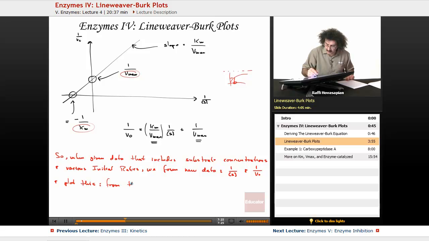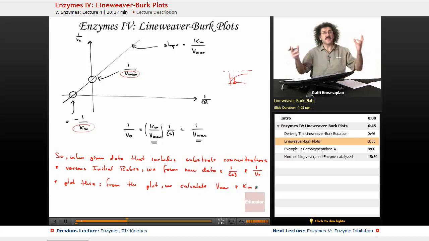From the plot, we calculate Vmax and Km. Pretty standard when dealing with a new enzyme. You've purified a new enzyme. One of the first things you do is run these initial rate experiments, and you find its Km and its maximum velocity under a certain set of conditions and for that particular substrate. That's it. It's literally that simple.